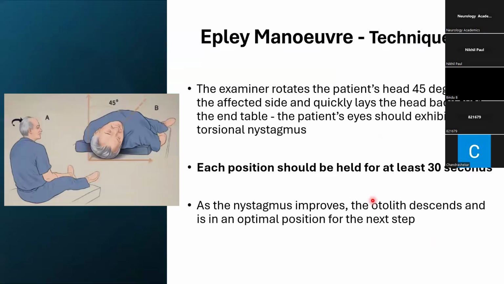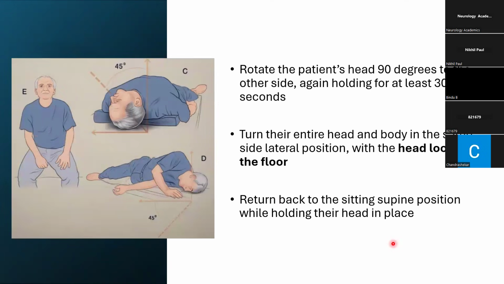So how to do these maneuvers? For the Epley's maneuver, the initial part is similar to our Dix-Hallpike. We turn the head 45 degrees to the affected side, then make the patient lie supine with the head downwards. Then we look for the nystagmus. The next step should be done only once the nystagmus improves, so maybe 30 seconds. Then I'll show a video in the next slide also.